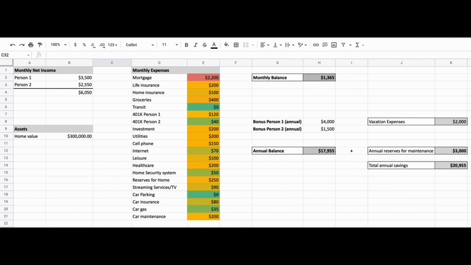Today we're going to start with a basic financial model for our personal finances based on the cash flow of a family. And by cash flow I mean everything that gets in and out of our bank account throughout the month. For today's video I have created a spreadsheet that you can download from the link below.